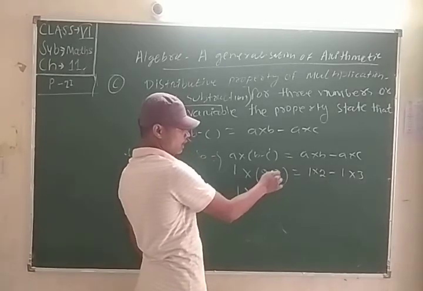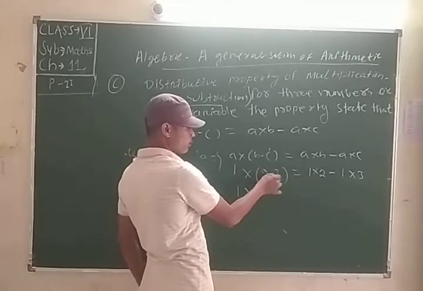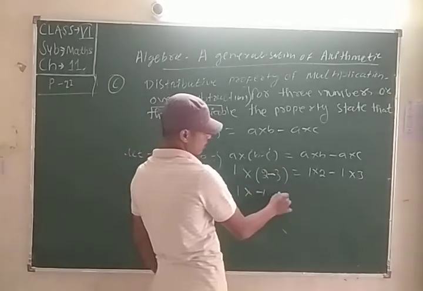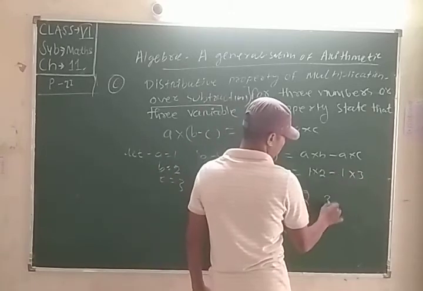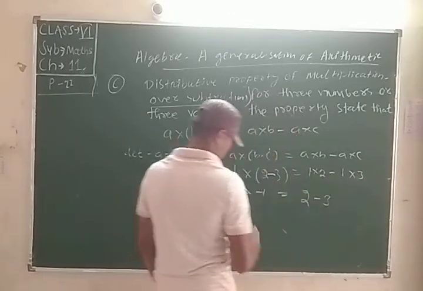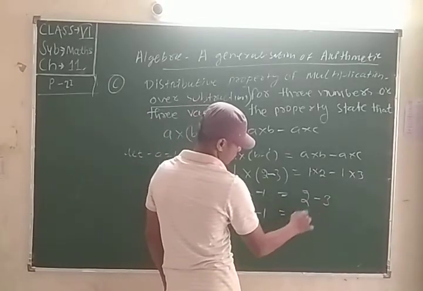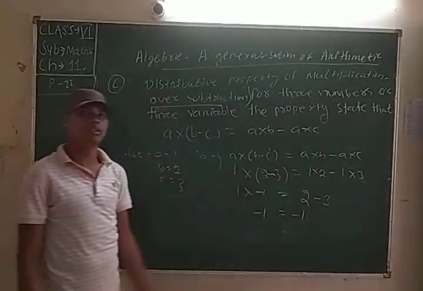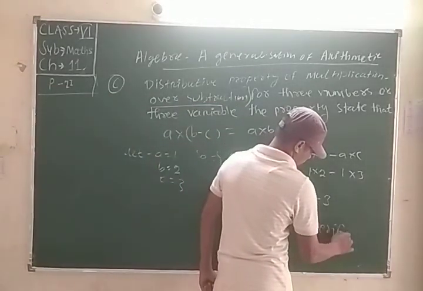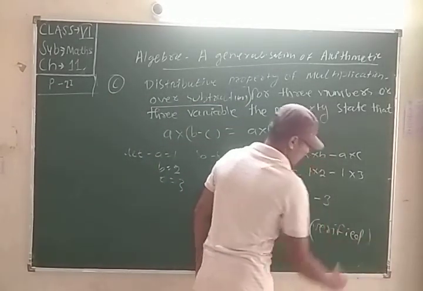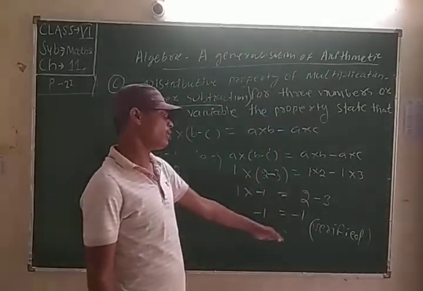When we subtract 3 from 2, we get 1, but here the greater number is 3 and it is the subtracted one, so the sign is minus. That's why minus 1 equals 1 into 2 is 2, 1 into 3 is 3, so 2 minus 3 equals minus 1. Here also we got LHS equal to RHS on both sides, so it is verified.